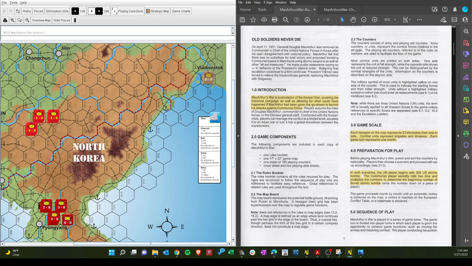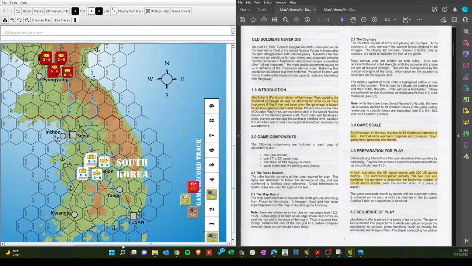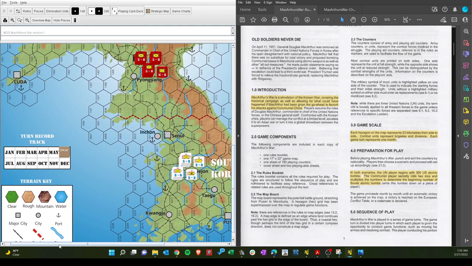Most of the units are divisions. All of the units seem to be divisions. There's a few brigades out there. Working down here, game scale, 53 kilometers from side to side. Combat units are brigades and divisions. Each turn is 1 month. Okay. There is no set end to the game, kind of like NATO 61. If you keep going, you can keep going.